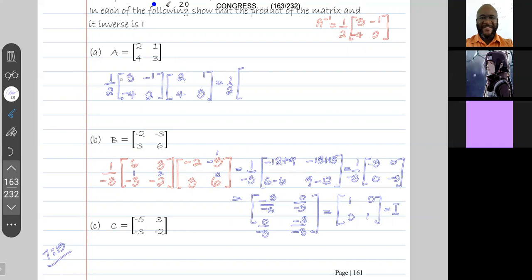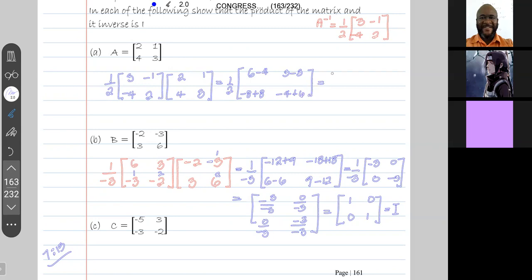Let's multiply. 3 2s are 6. Minus 1 times 4 is minus 4. First element in the row 3 times first element in the column 1, 3 1s are 3. Minus 1 times 3 is minus 3. Bottom row, left column, minus 4 times 2 is minus 8. 2 times 4 is positive 8. Bottom row, right column, minus 4 times 1 is minus 4. And 2 times 3 is positive 6.